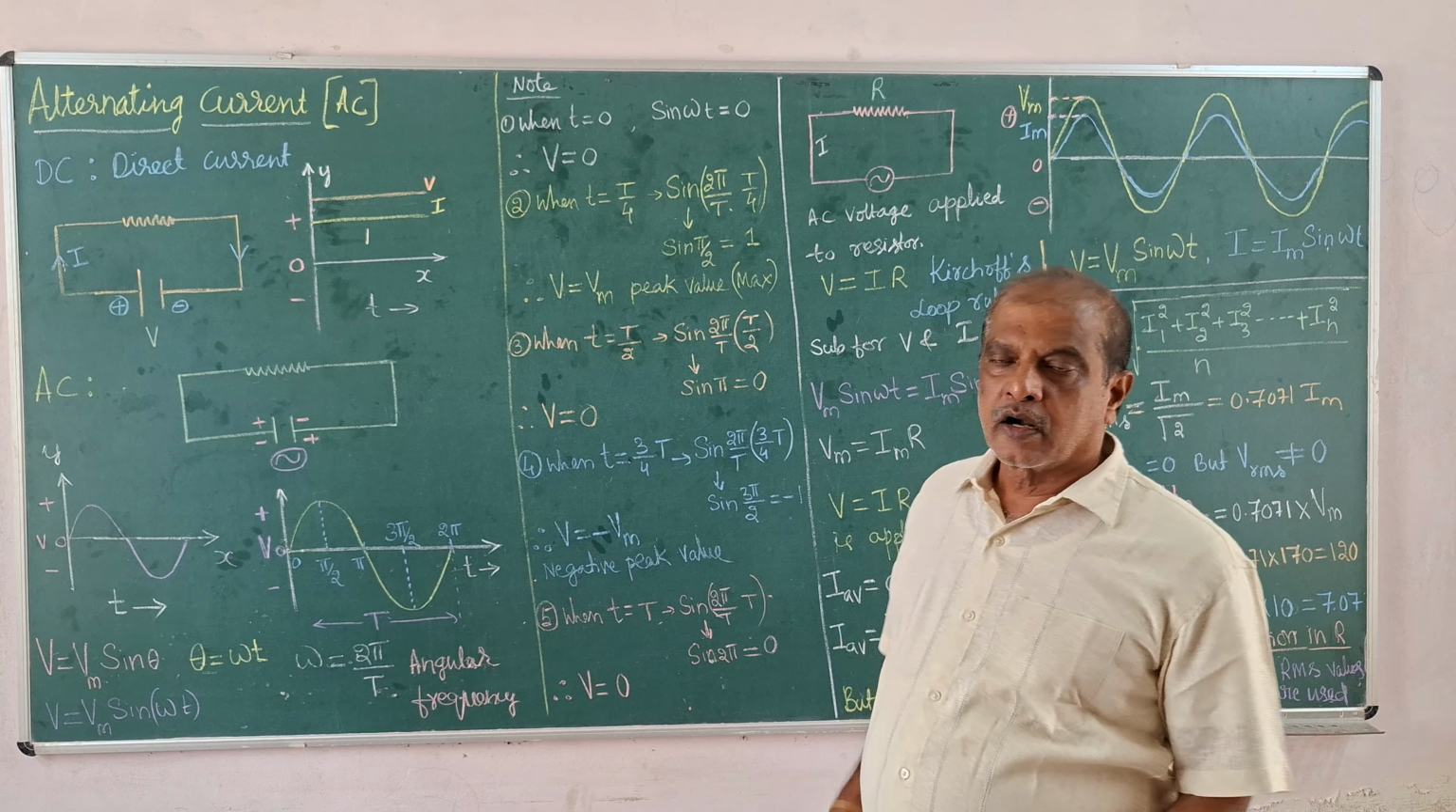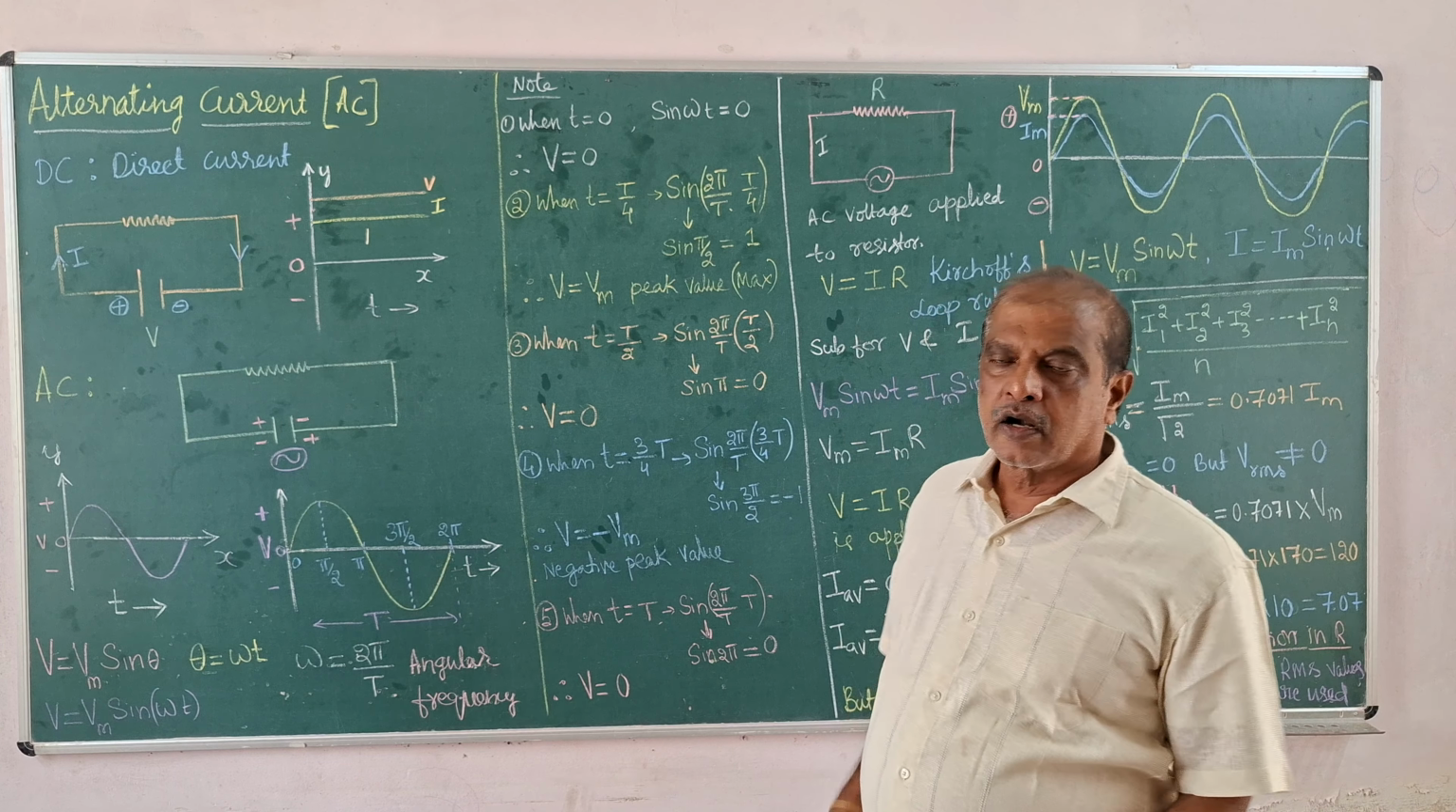There are two circuits. One is connected with a DC source, the other with an AC source. In the DC circuit, of course, here is the load and this is the source. The circuits usually contain the load and the source.